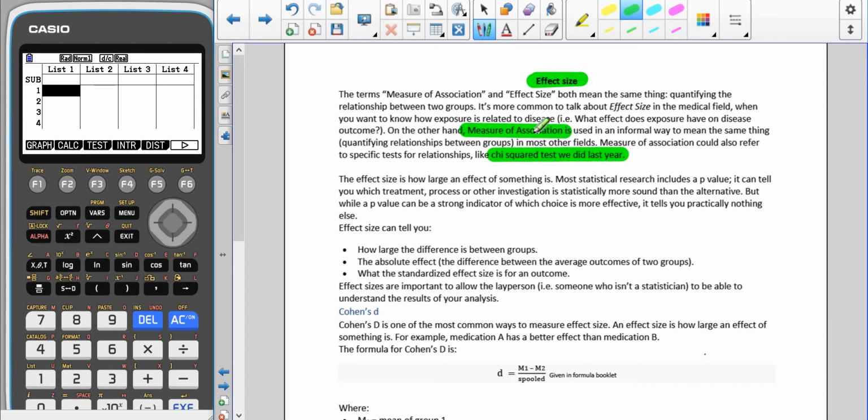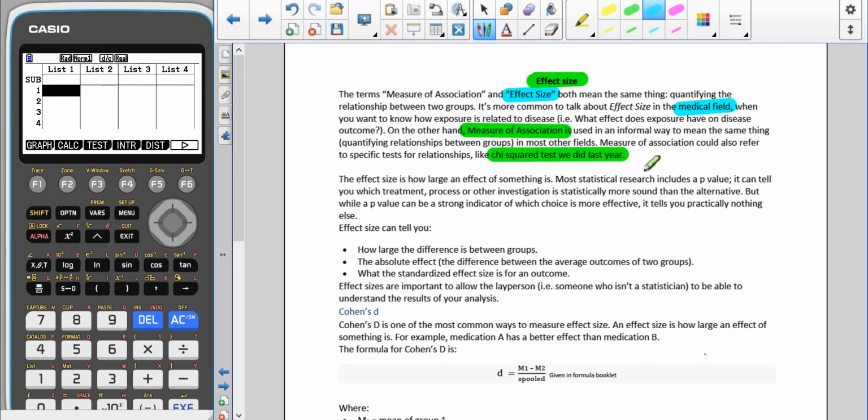So we're going to have a look at a more scientific version of this, which is effect size. As it says here, it's usually used in the medical field. So this is one that if you're going on to study something biology related or science related, you're going to come across the most. The effect size is how large an effect of something is.